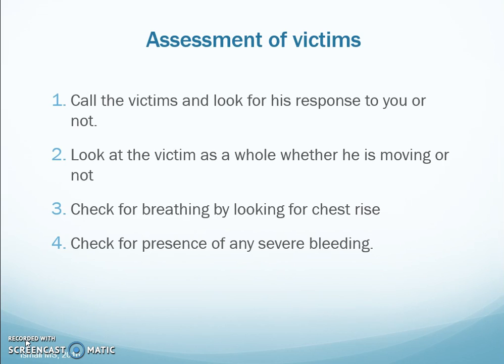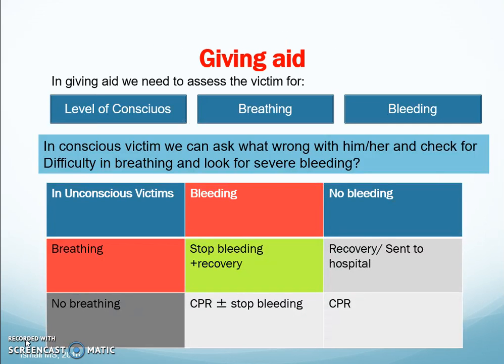Next is to check for any severe bleeding. You don't have to look for small bleeds, because small bleeds do not kill. You look for any torrential bleeding or severe exsanguination coming from the victim. This can kill the victim. Now, once you've done that, if the victim is conscious, there's no problem, because he can tell you whether he is having difficulty breathing or not, and where the bleeding is, because usually bleeding is associated with pain. The difficulty arises when the victim is unconscious, so you need to look hard.